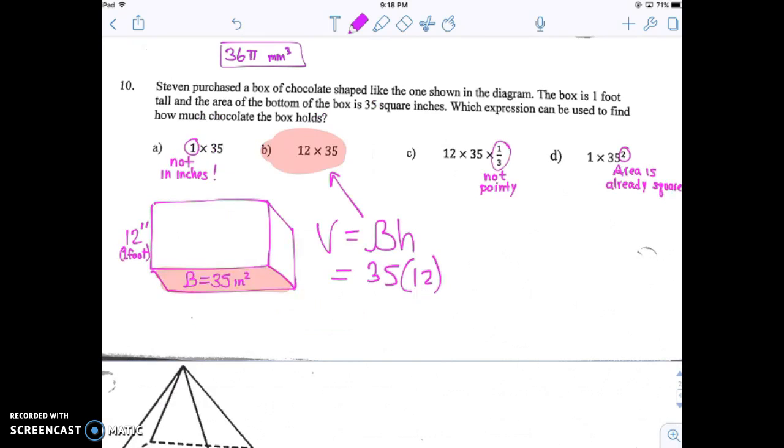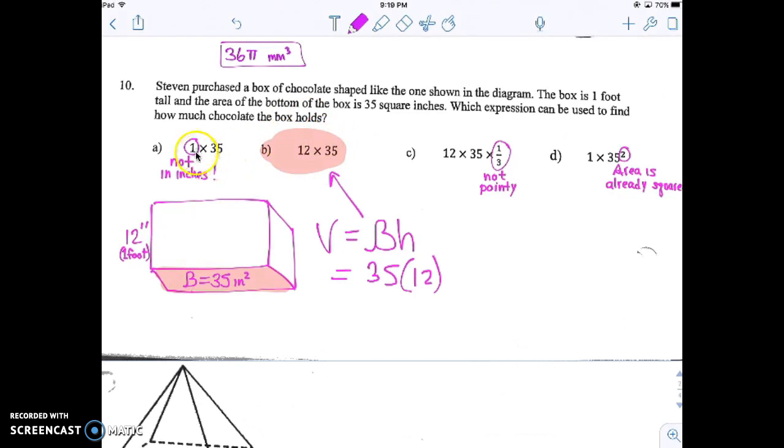In the next problem, I drew a box of chocolate, and the box is 1 foot tall, but I converted it immediately to inches because I noticed that the rest of the problem was in inches. So I made it 12 inches instead of 1 foot. It also already calculated the base, the bottom of the box, to be 35 square inches. So this has already been big B, 35 for me. I don't have to figure out any shape of the bottom. If volume is big B times h, and they already gave me big B, and I know that the height is 12, this would have to be my answer.